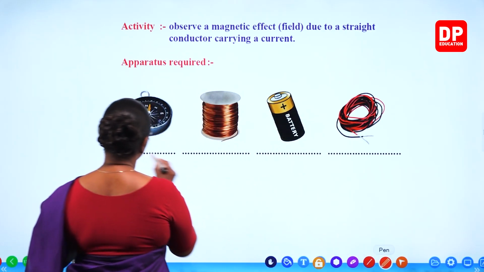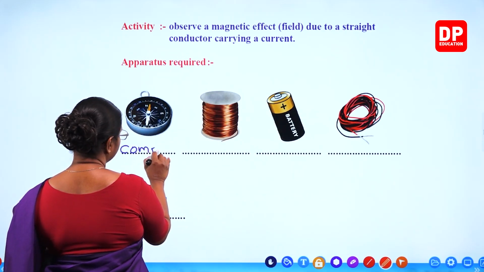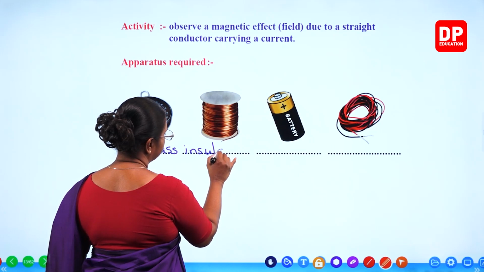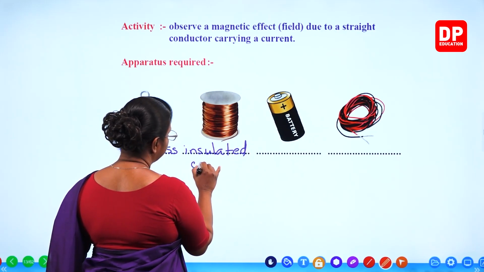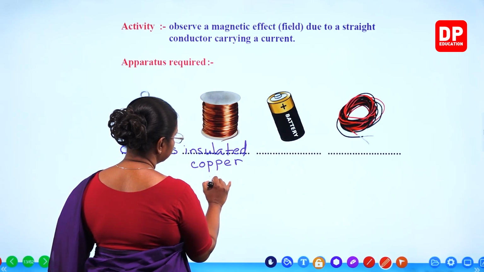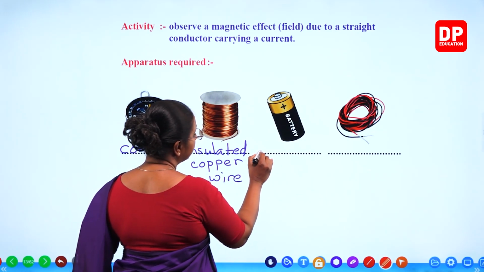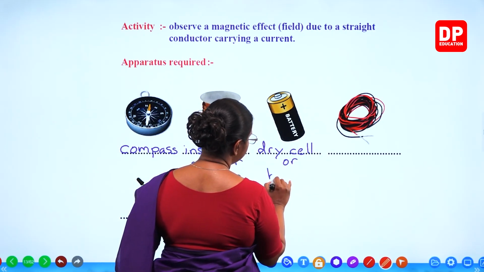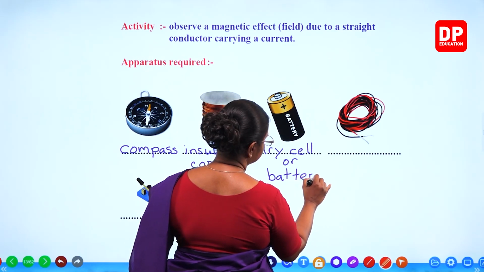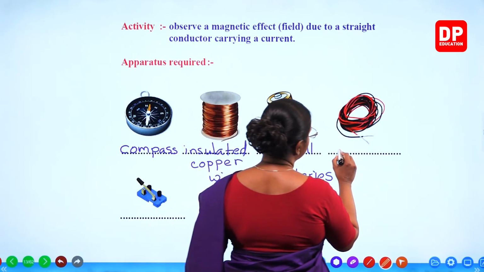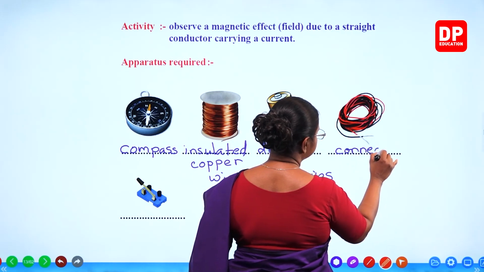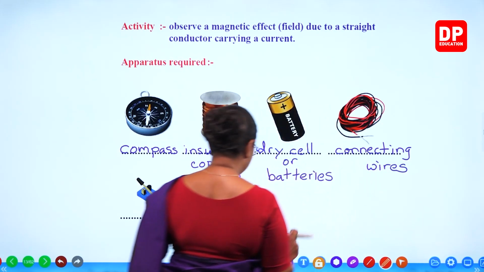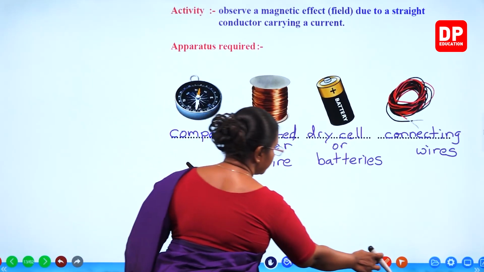To do that activity, these are the apparatus that are required. First we need a compass, insulated copper wire. Then we need the dry cells or batteries. Then we need the connecting wires. And also we need a switch.